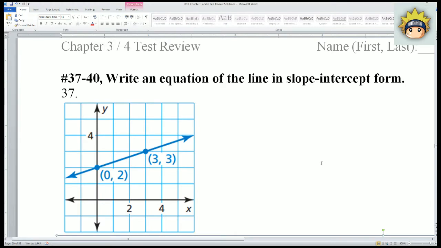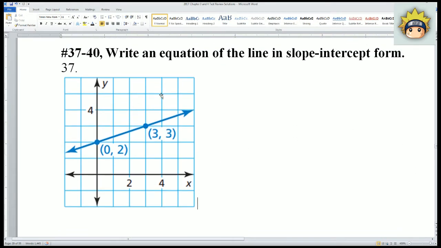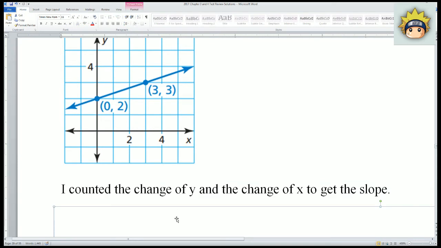The instructions ask us to write an equation of the line in slope-intercept form. I have 37 on the screen. Here is the already graphed line for number 37. You should see there are 2 points. One of the points is actually the y-intercept. So the first thing I need to do is count the change of y and the change of x to get the slope.